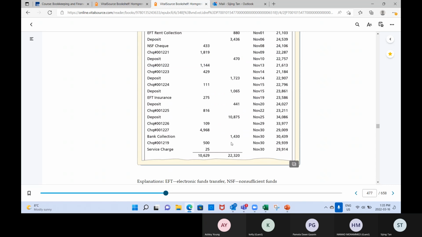4468, 4468. Remember, this is a mistake. We're going to adjust this mistake from our book side because the correct number is 4968. So we'll leave it in there.